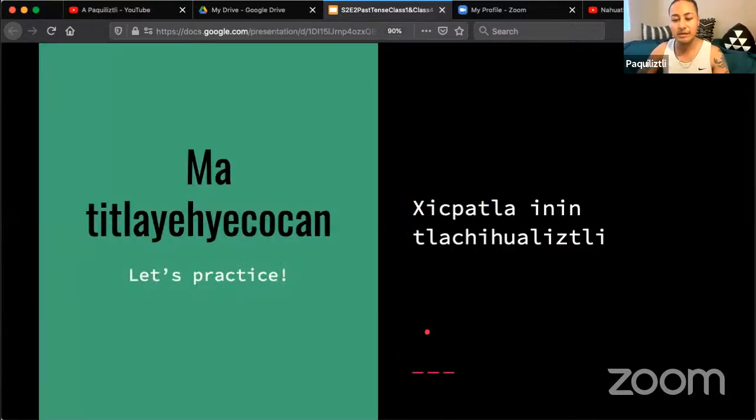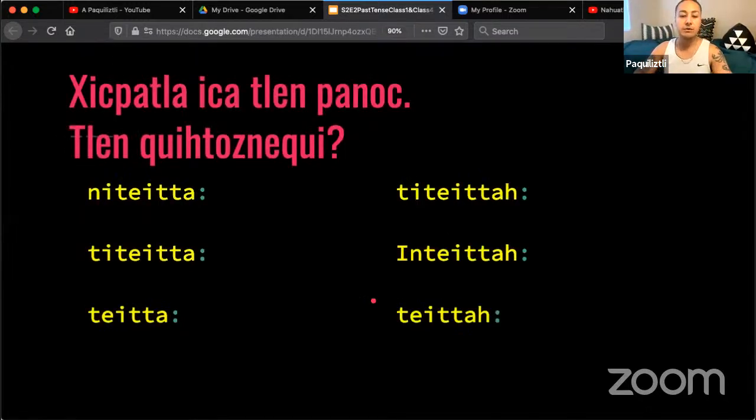Okay, cuali. Xicpatla inin tlachihualistli. So change these verbs. So we're gonna practice now. Hopefully the lesson is clear enough that you can change these verbs, but if you can't, I'll give you some time to think and then I will help you. Okay? So, Xicpatla y Icatlempanok, Tlenquistosnequi. So first, Xicpatla y Catlempanok, and then Teipan, Tlenquistosnequi.